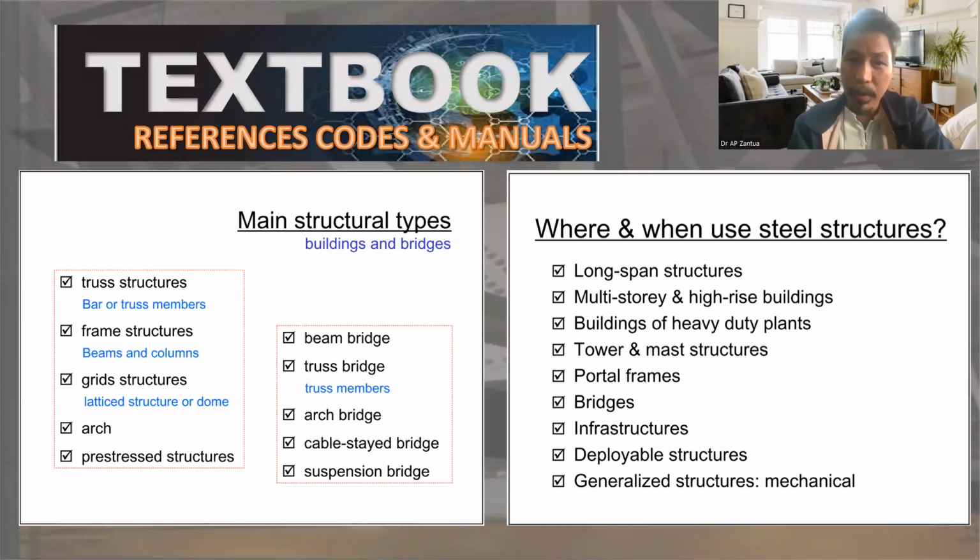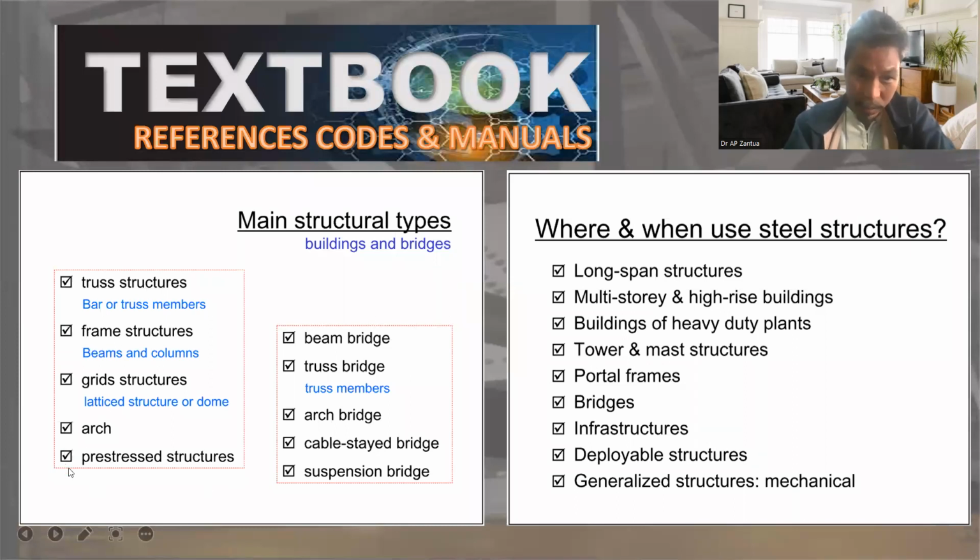We can classify into buildings and bridges. Okay, at your left side, we have the listing of application in buildings, and on the right side, we have the listing of application under bridges. So, for buildings, truss structure, either bar or truss members. Frame structure, we have beams and columns. Grid structure, we have lattice structure or dome. Okay, arch. We have pictures of all these examples, so we are now familiar with them all.